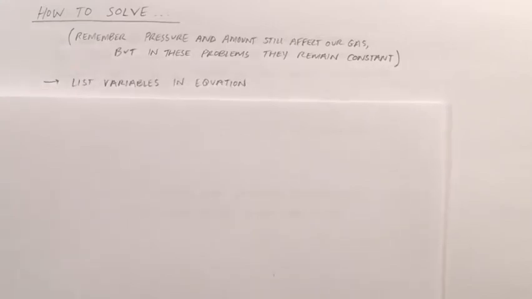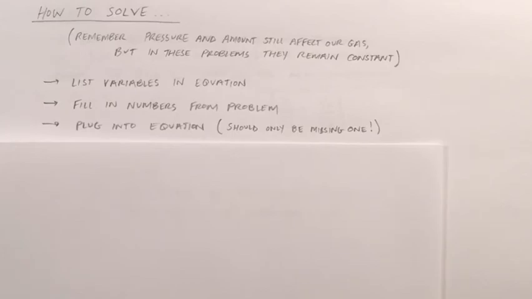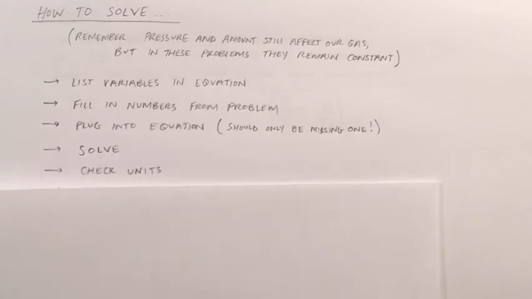We're going to list our variables in the equation just like we did with Boyle's law. Fill in the numbers from the problem, plug them into our equation. We should only have one missing variable. Just a reminder, if you have two missing ones, you need to get something from the problem still. If you have all of them, then one of them isn't right, because we need just one to solve for. Then solve. That probably is the trickiest part with all the algebra here. At the end, check your units. Make sure that what you solve for is the same unit as the thing that was missing.